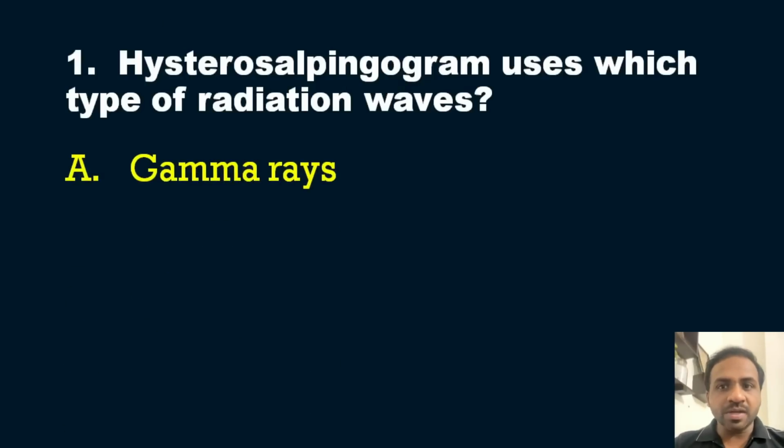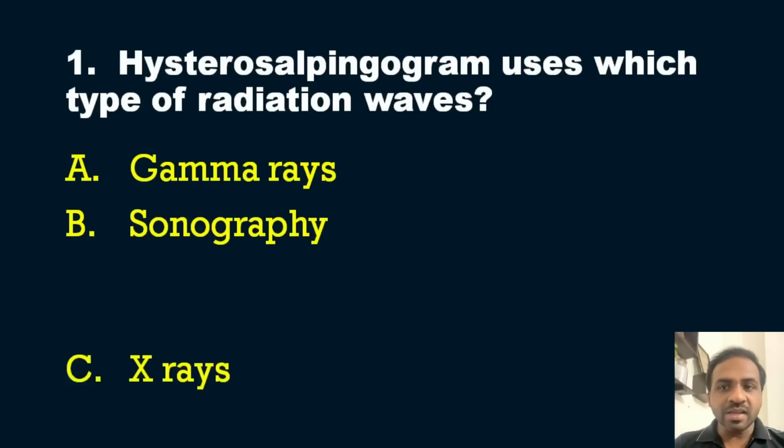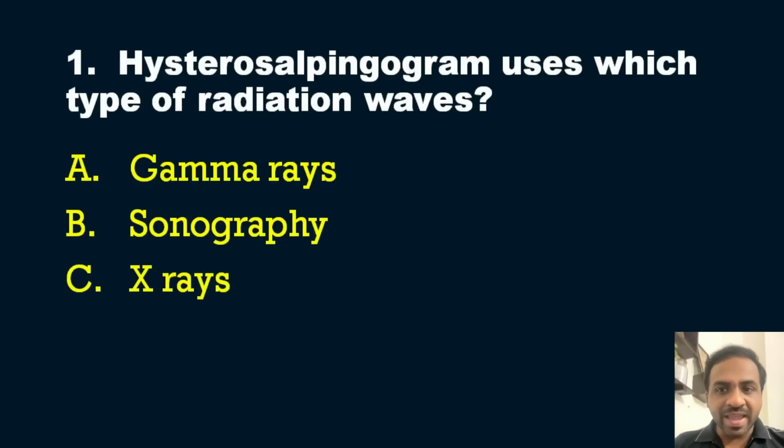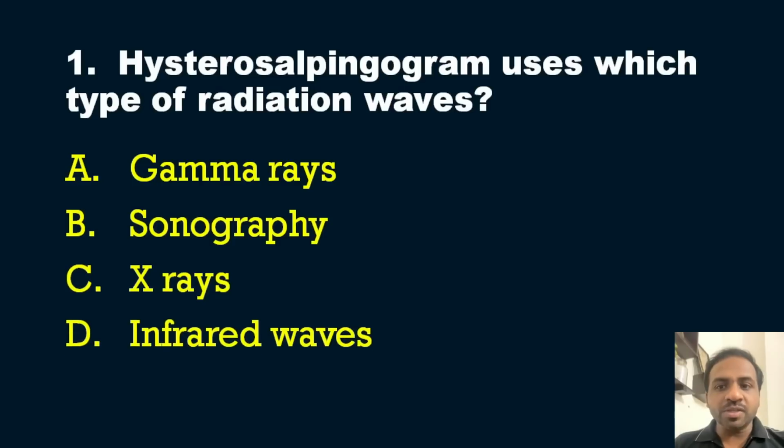Options are: option A, gamma rays; option B, sonography; option C, X-rays; and option D, infrared waves. So what is the answer? The answer for this question is option C, that is X-rays.